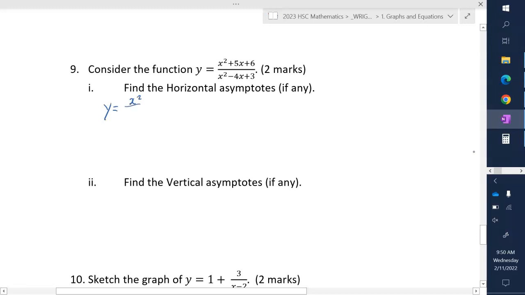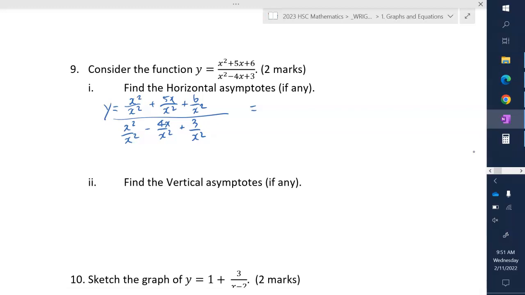The top line, I'll do it the long way, x squared on x squared plus 5x on x squared plus 6 on x squared is our top line. Our bottom line becomes x squared on x squared, I know it's tedious, 4x on x squared plus 3 on x squared. As you get better at this, you'll be able to skip this step and go straight to the next step and see, okay, x squared on x squared is 1 plus 5 over x plus 6 over x squared. Maybe you're good enough to do that now. 1 minus 4 over x plus 3 over x squared.